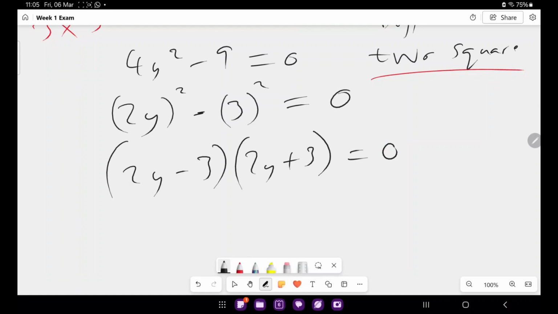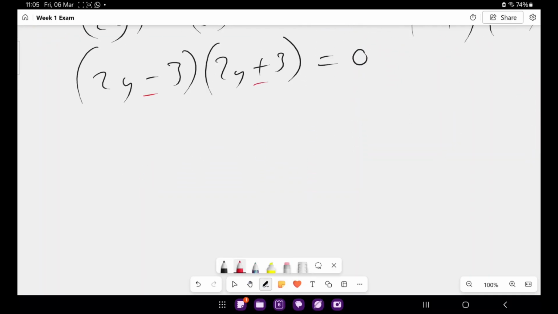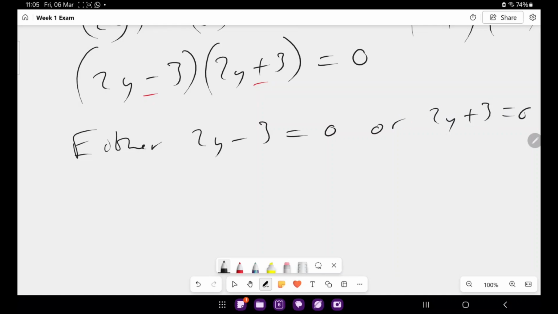Whenever we are doing difference of two squares, we have to make one bracket with a positive and the other bracket with a negative. As you can see, one bracket has a positive and the other one has a negative. So now, if it's like this, we say either 2y minus 3 is equal to 0 or 2y plus 3 is equal to 0.